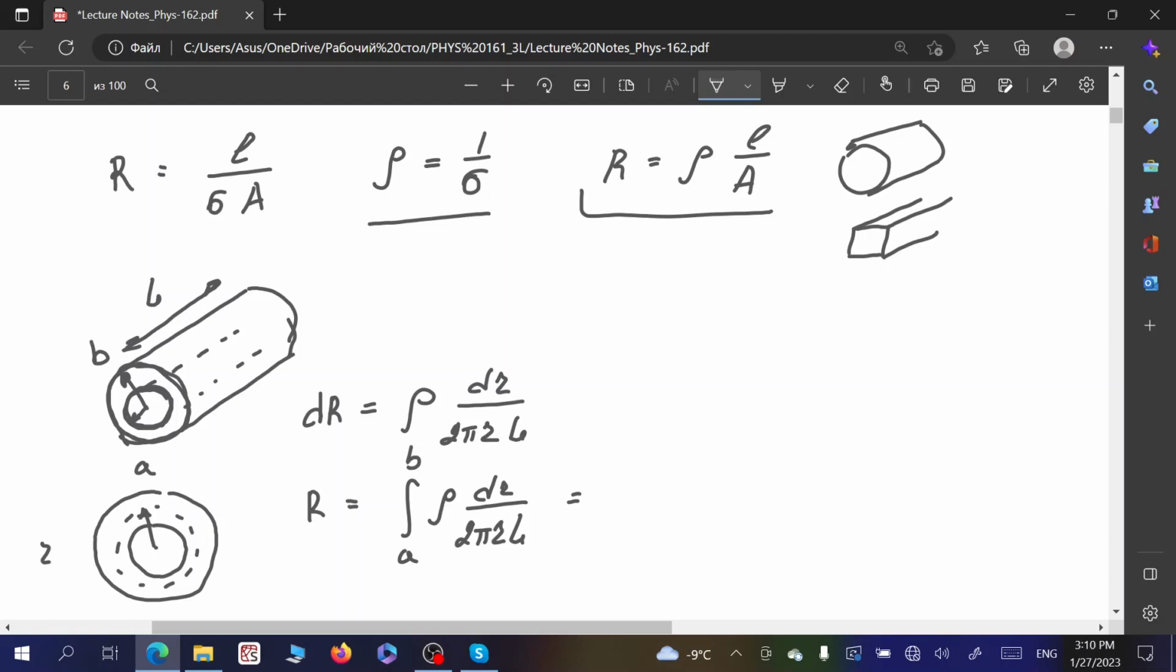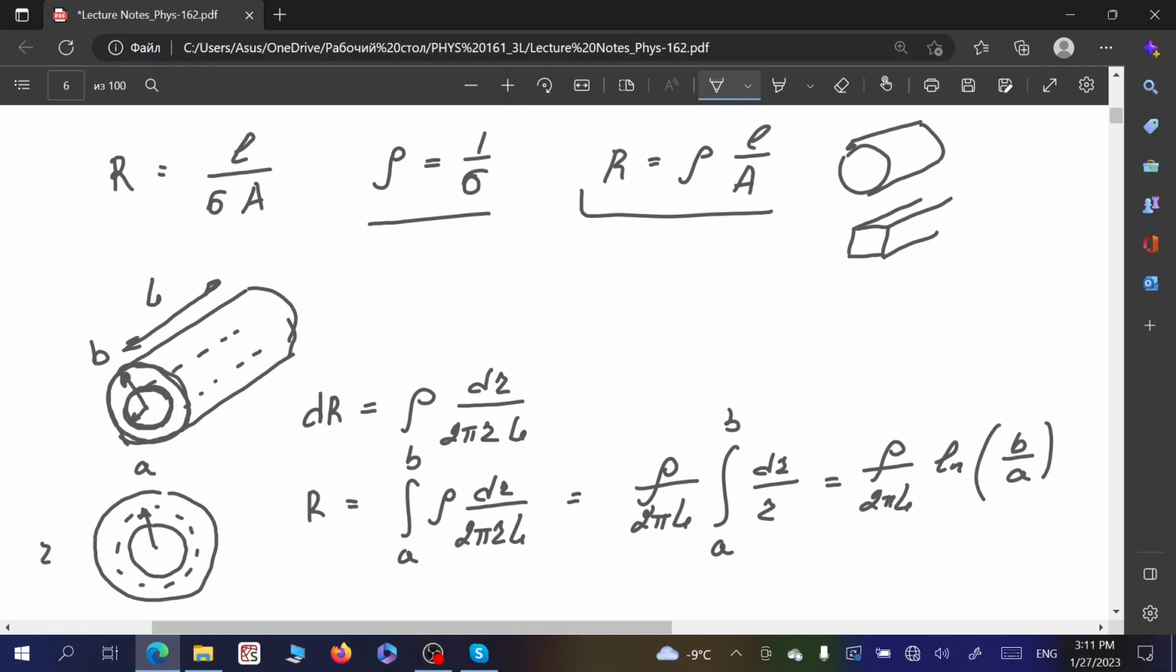So this rho, specific electrical resistance, is a constant. It doesn't depend on position. So we can factor it out, the integral with 2 pi times L. Here is the integral from A to B, and here is dr over r. And that ends up with rho over 2 pi L times natural logarithm of B over A.